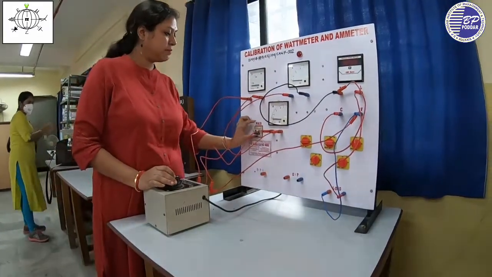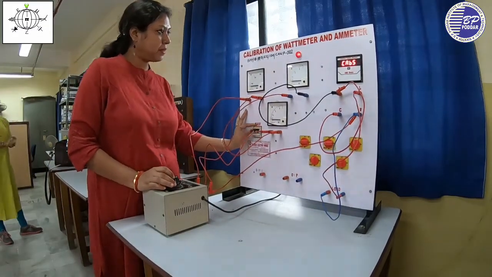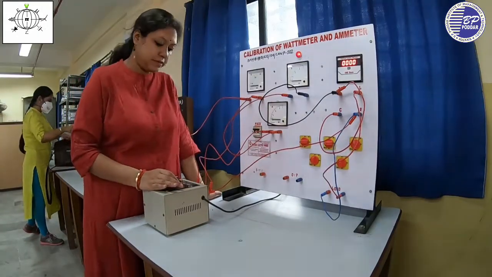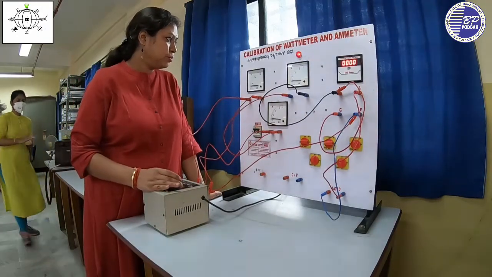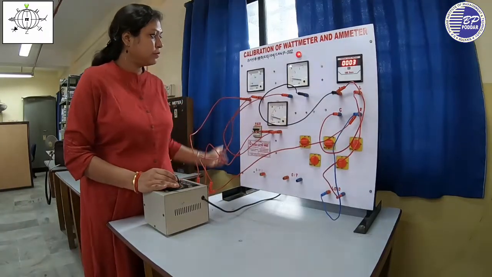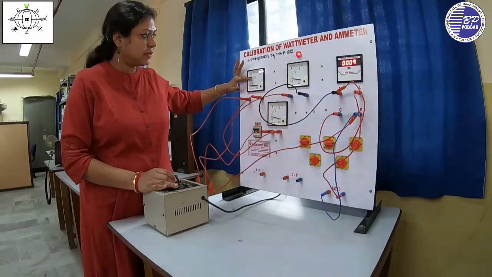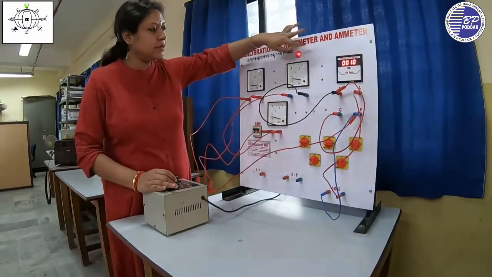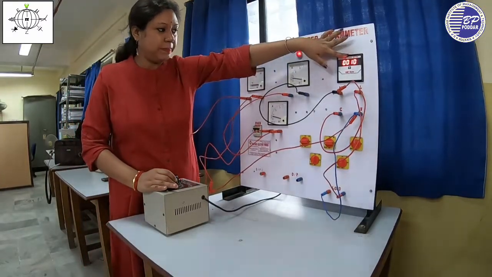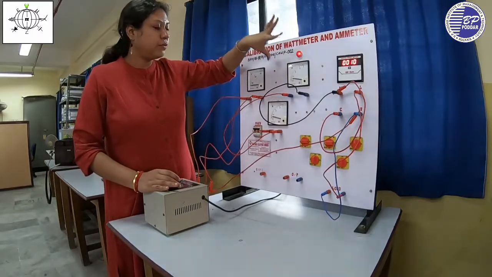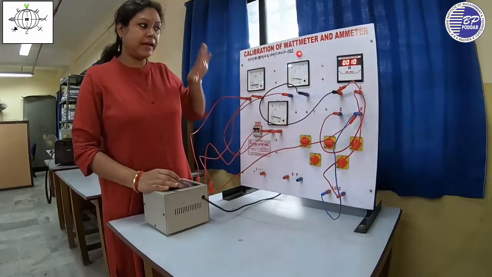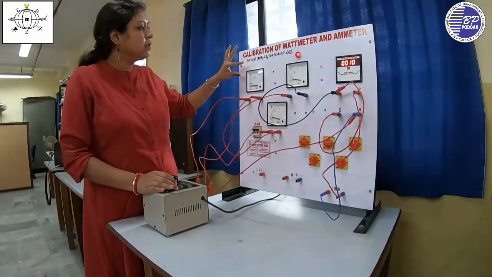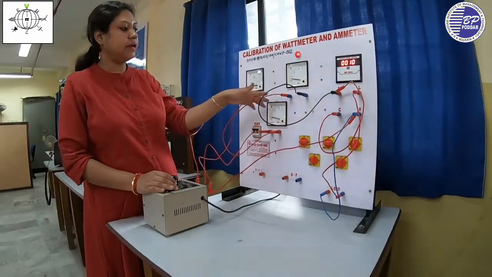Okay, now I am switching on the circuit, and gradually we will increase the supply voltage up to 230 volt. This is the standard voltmeter, this is the standard ammeter, this is the test ammeter, and this is the test wattmeter. We will get the value of the standard wattmeter by multiplying the standard voltmeter reading and the standard ammeter reading.